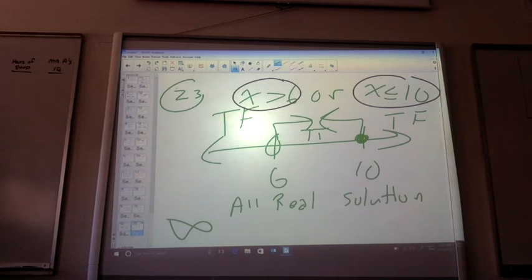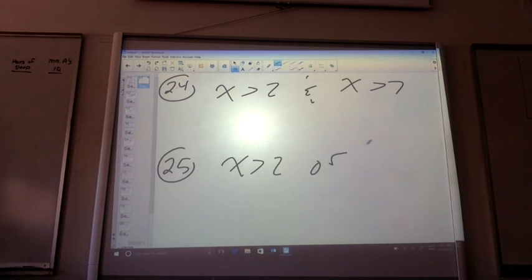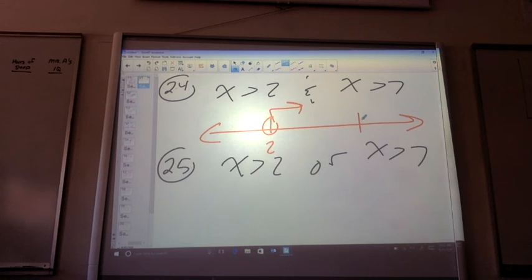So I'll do 24 and 25. We're going to do both of these on the same thing. So 24: x is greater than 2, and x is greater than 7. The other one: x is greater than 2, or x is greater than 7. So let's look on our number line. And where do we have to have true? Do we have to have true, true, or one of each?